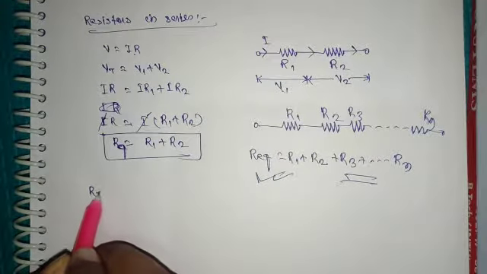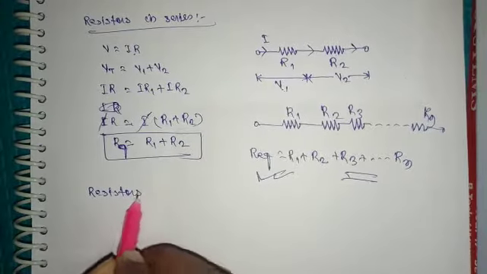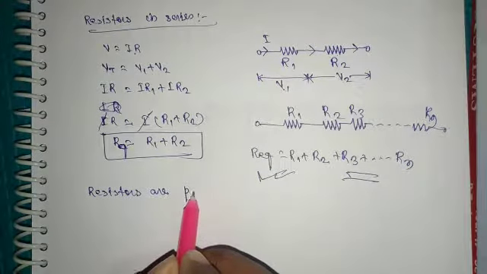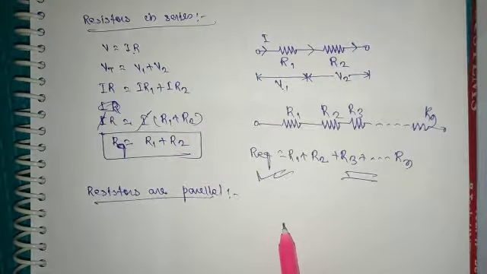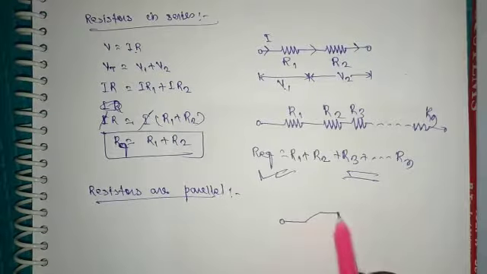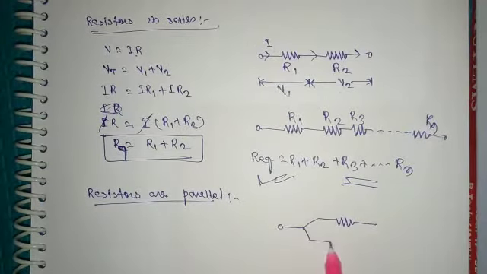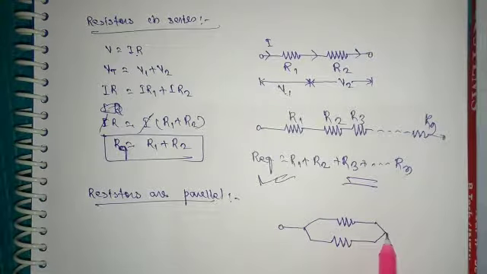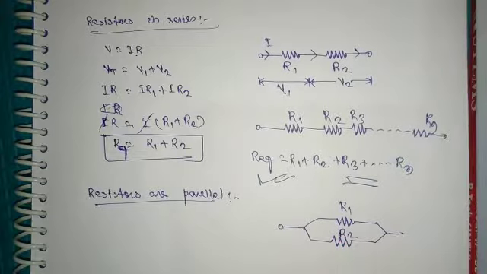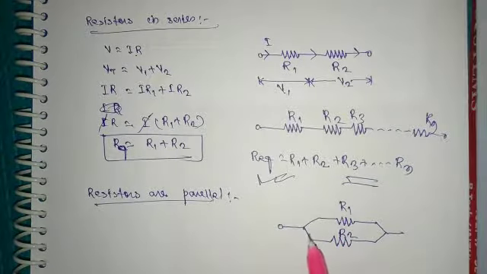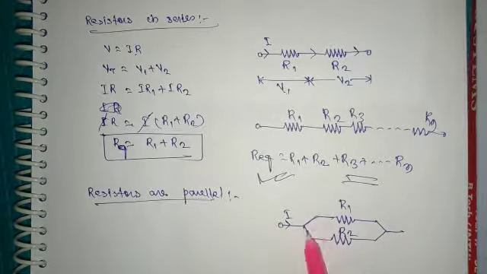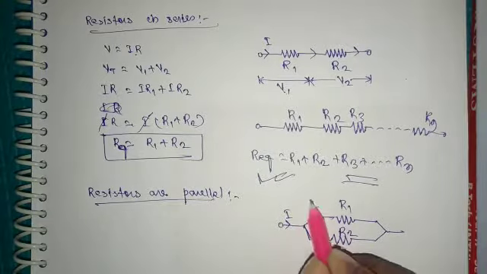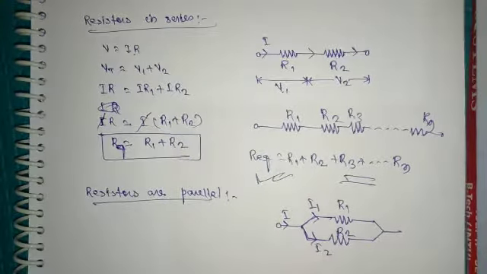Similarly, when the resistors are connected in parallel, suppose we take two resistances, R1 and R2. The supply current I flows and there are two branches, so two currents will flow: I1 and I2. But the supply given is the same across both.